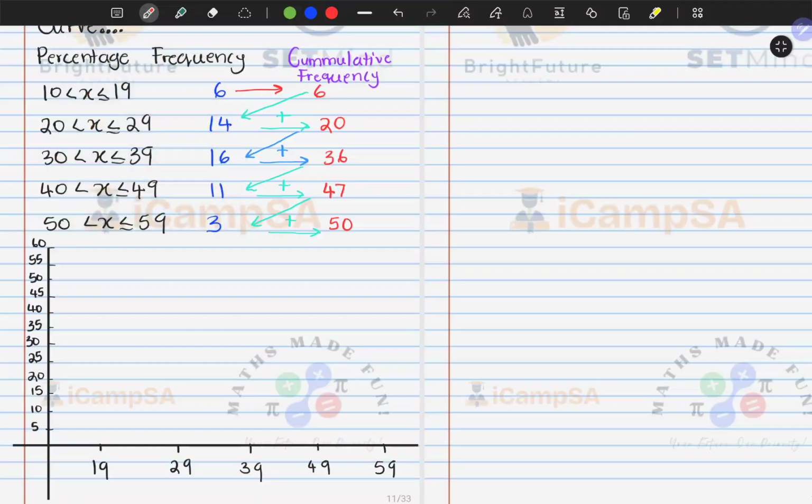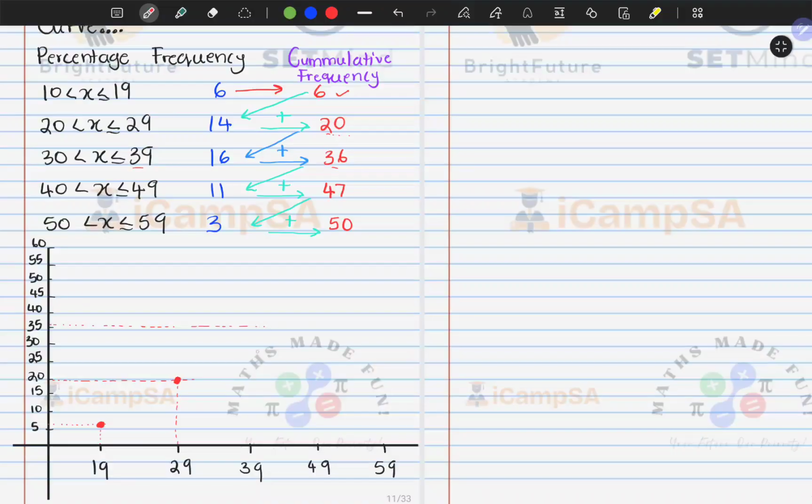Remember, we're using cumulative frequency. So at 19, it's going to be at 6. Okay, so 6 is just above 5. And then at 29, we're going to be at 20. So if we go, 20 is here, and 29. So we have a point here. And then at 39, we have 36. So I'm going to go and look for 36, which is just above 35.